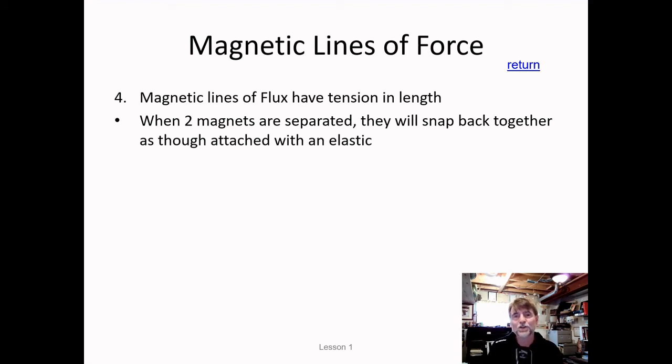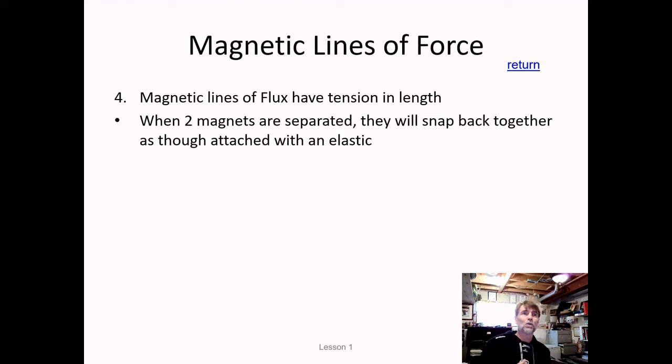As you stretch those lines of flux, as you pull two magnets apart, imagine you have two magnets, South Pole and North Pole, and they've sucked themselves together, they've attached, and you are pulling them apart. The greatest tension, the greatest force is when they're closest, and as you move the magnets further and further apart, you have less and less strength in that tension.